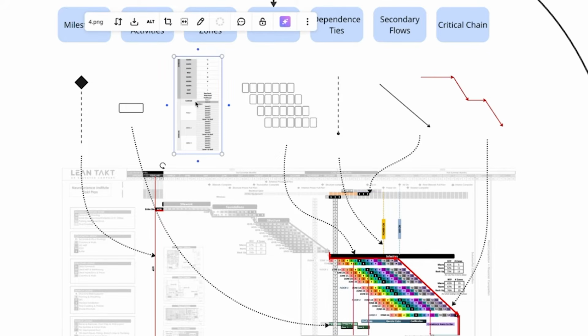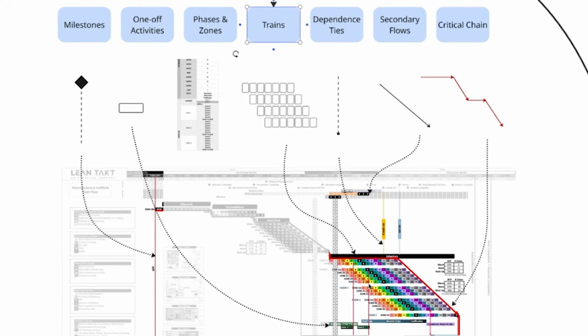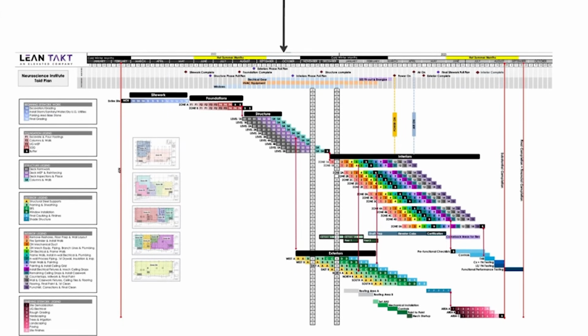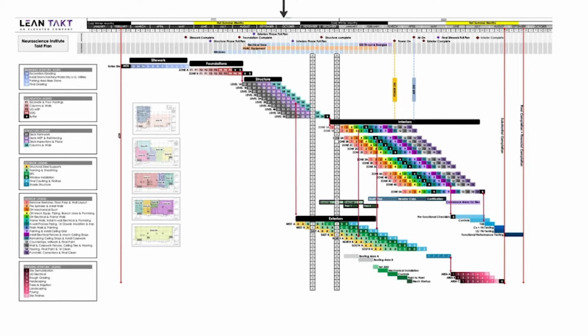The phases and zones are your train tracks, right? So these are the tracks or the locations that the train of trades will flow through. Then you have the trains that look like this that flow through the phases and zones. We will have interdependence ties or dependence ties that connect phases together. Secondary flows like procurement that feed the train, and then your critical chain, or what we call a path of critical flow. And what I want to make sure that everybody understands is that a takt plan is simply the combination of those, and you could add buffers if you want. I'm assuming buffers are in the category of one-off activities. So when you combine all of that together, you really have this beautiful overall macro level strategic plan.